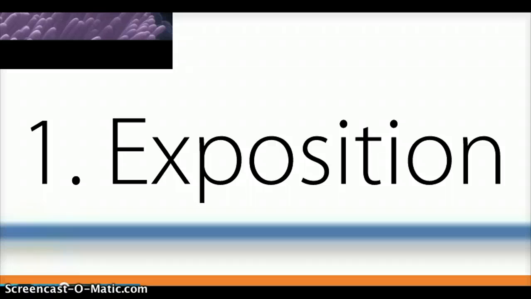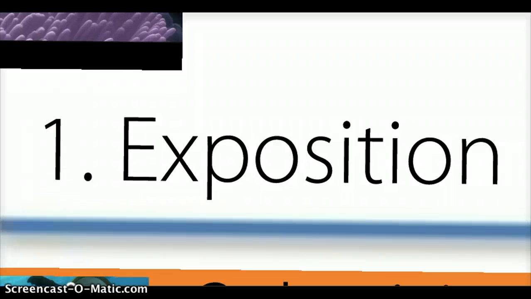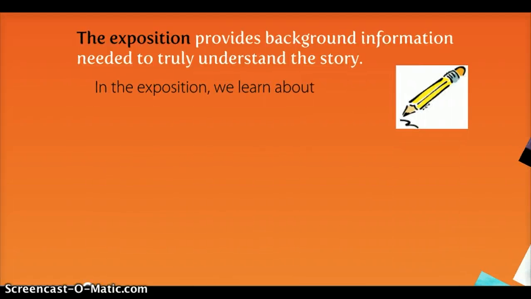So let's go over the 7 parts of what goes into a plot. The first is the exposition. Now, the exposition is the very first part of the story, and it provides the background information that you need to really understand what is going to be happening in the story. It gives you just enough information.